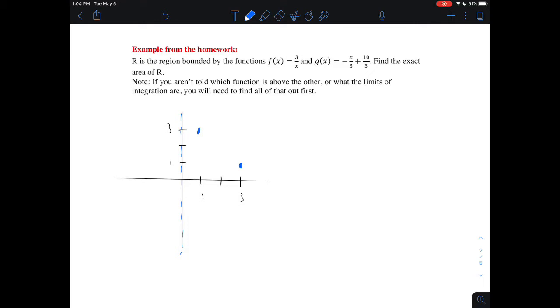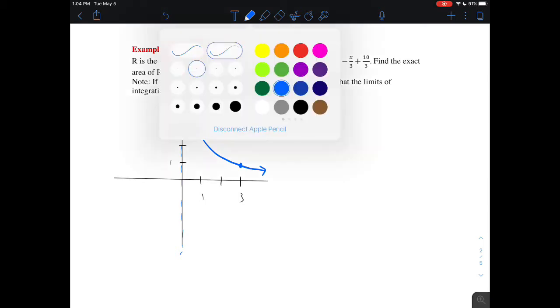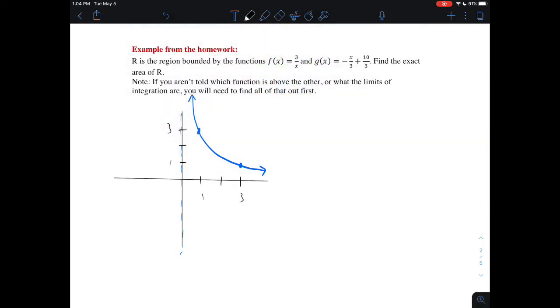And so you would have a hyperbola shape like this. And then also let's look at some negative values. When x is equal to negative 1, you would get negative 3 for f of x. And when x is equal to negative 3, you would get negative 1.